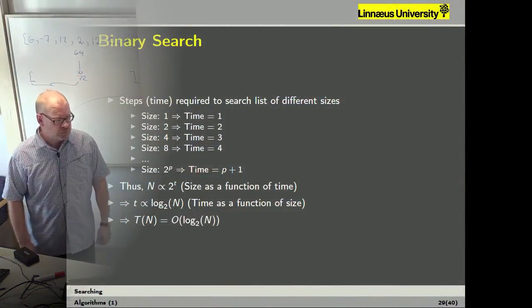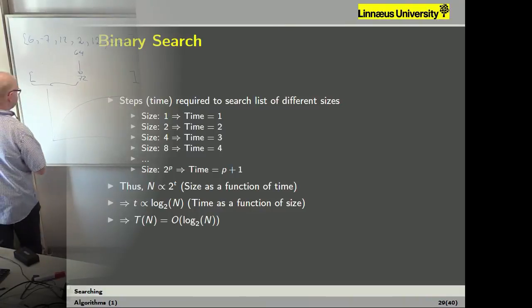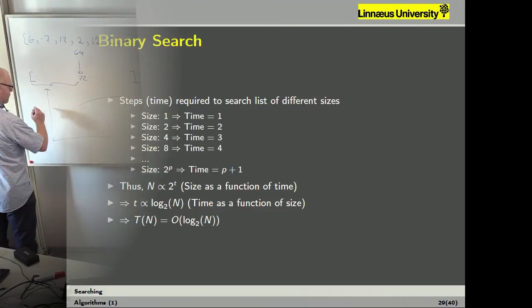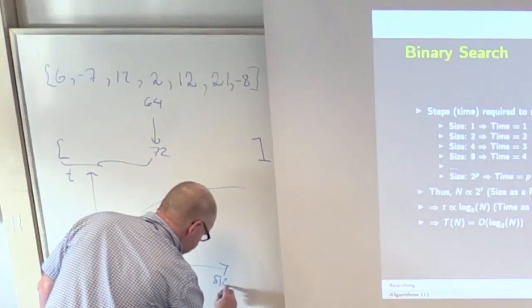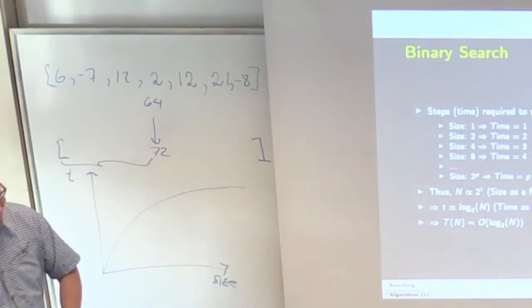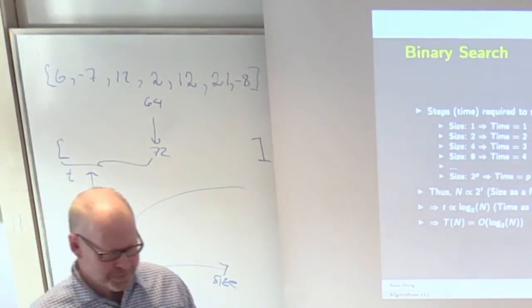Which axis is time and which is the input size? This is time. This is the input size. It's always like this. Good question.